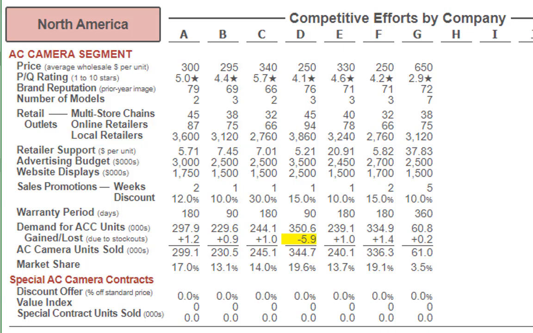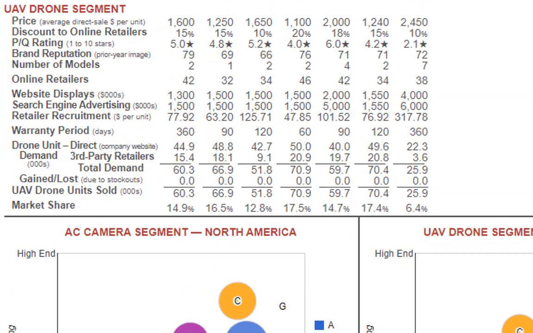So I'm not going to go over this line by line, but obviously you should be familiar with this by now. These are the reasons why you want to. Simply the price and PQ rating tell a lot of the story. You can look at the brand reputation, you could look at the warranty period, and so on and so forth. So let's go ahead and glance at the drone segment.